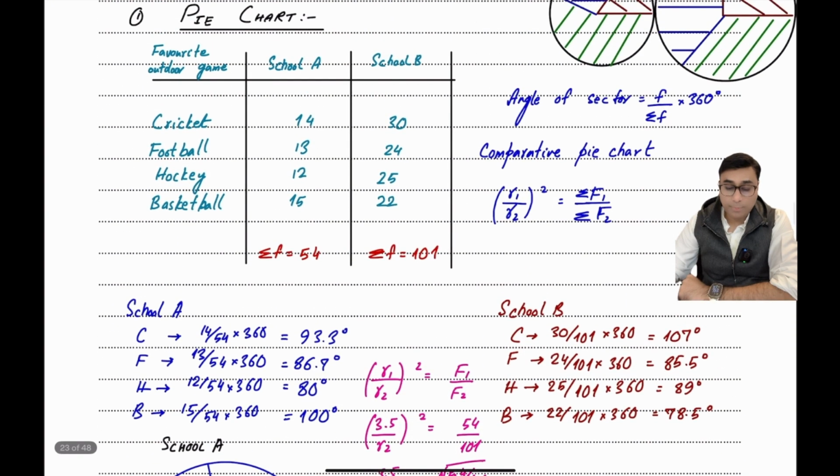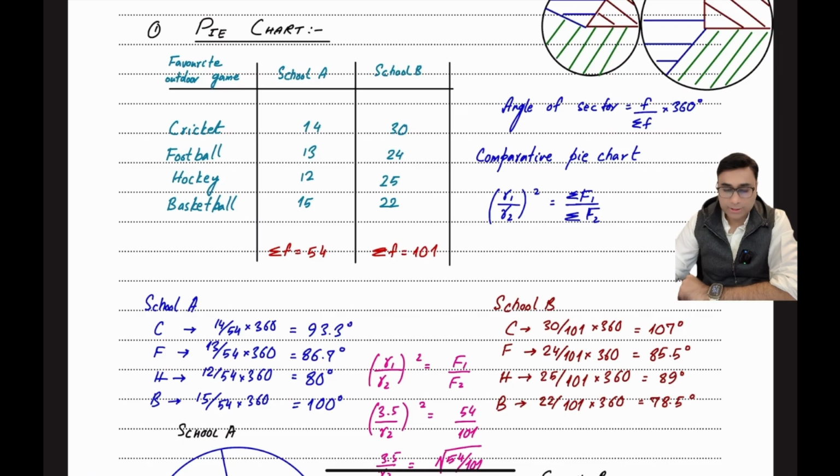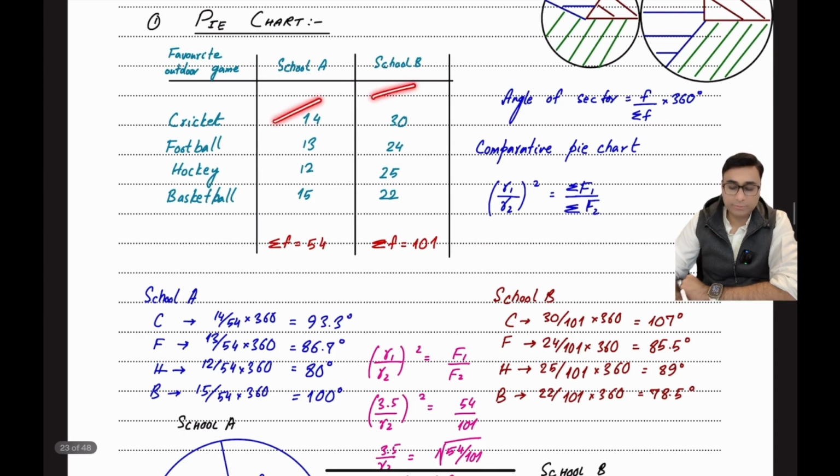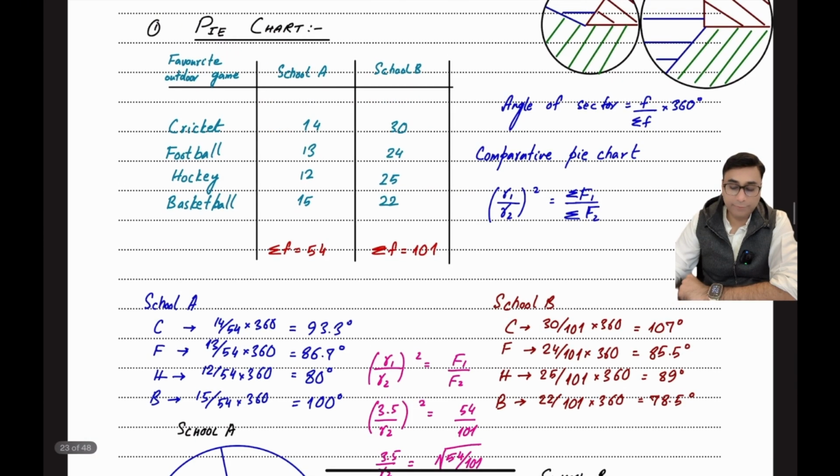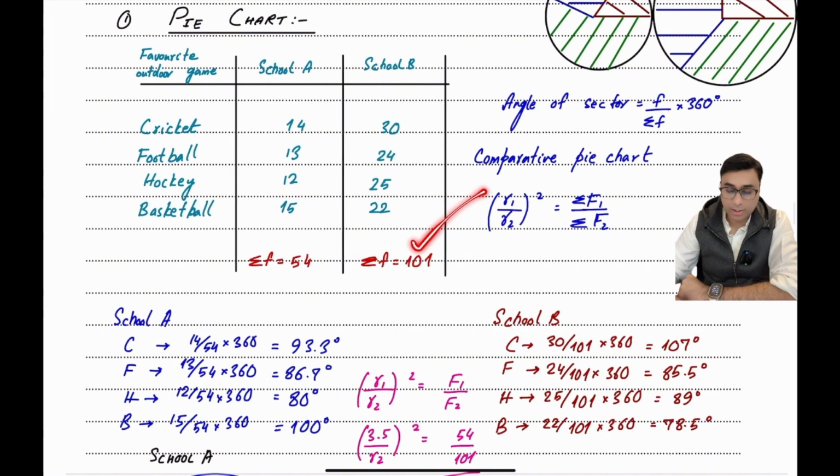You can also make comparative pie charts where you are comparing two sets of data. But there is one thing that you have to make sure of: if you have one data set of a larger size and the other of a smaller size, then your comparative pie charts should reflect that difference of frequency in terms of size. So a larger frequency should be a pie chart with a bigger radius, and a smaller frequency should be a pie chart with a smaller radius.